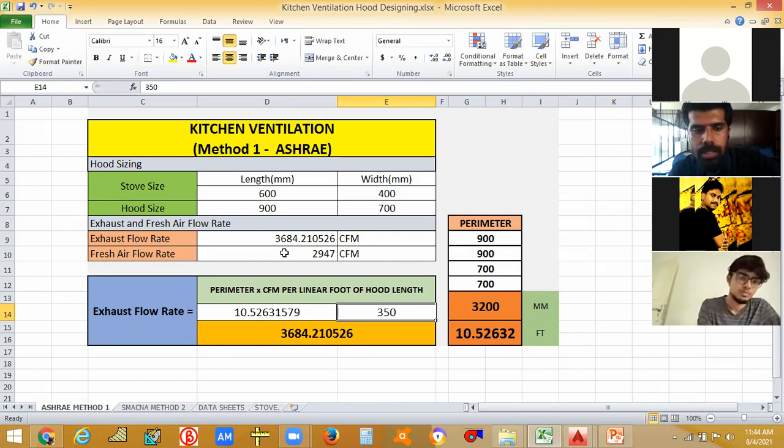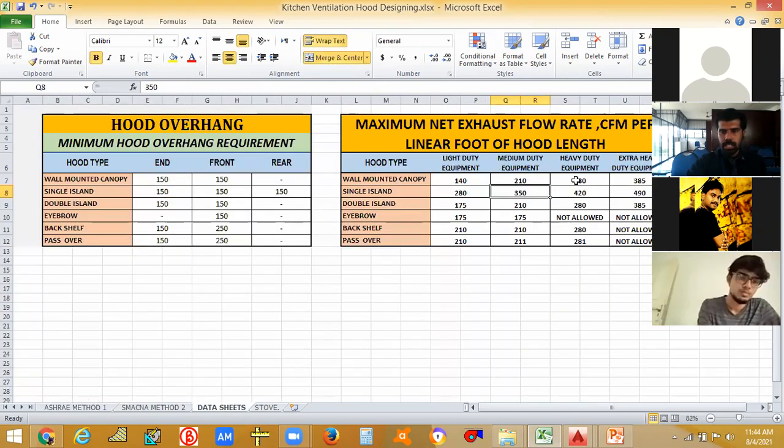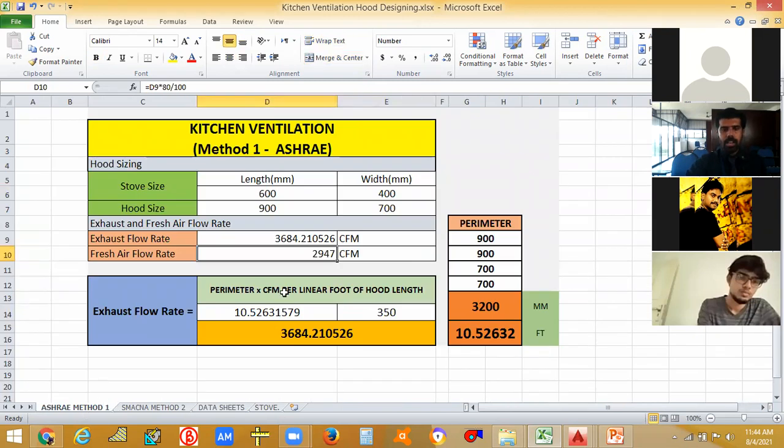So just multiply with 0.8 and you will get the fresh air. This 3684 will be automatically received here, and this fresh air will be 80% of the exhaust flow rate. So you got the hood size, you got the perimeter. When you get the perimeter, you go to this data sheet and choose the CFM according to your need, and give that value here. You will get the exhaust flow rate. When you multiply it with 0.8, you'll get the fresh air.